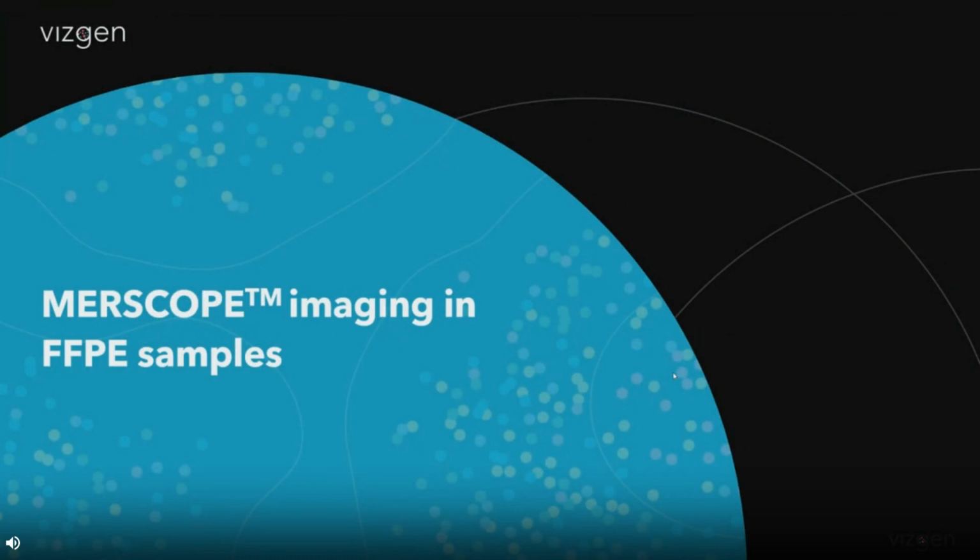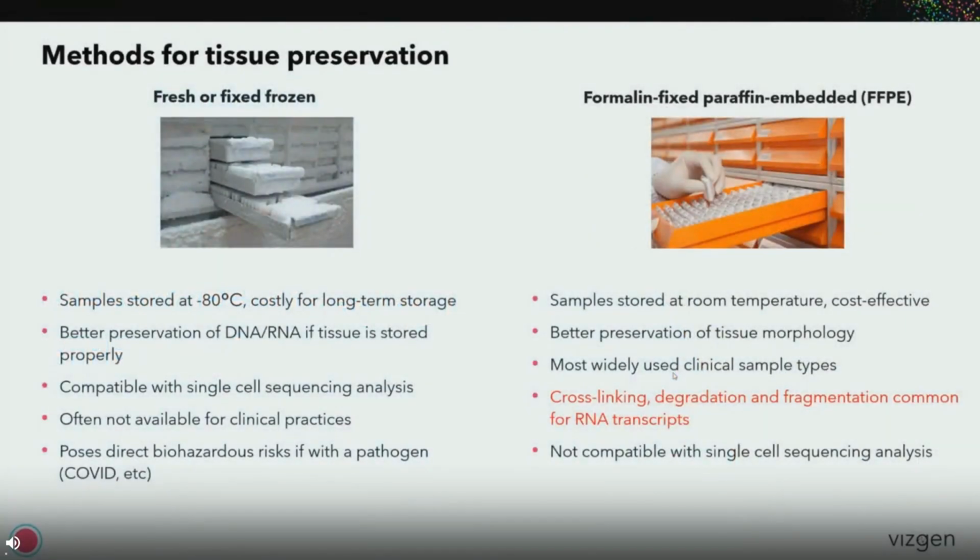So in the second half of my presentation, I'm going to focus on discussing MERSCOPE imaging in FFPE samples. To give some context of why this application is very important, I'm going to use this slide to illustrate the pros and cons of different tissue preservation methods. As you can see here, fresh frozen tissues could really preserve DNA or RNA better, and it could even be compatible with single-cell sequencing analysis.